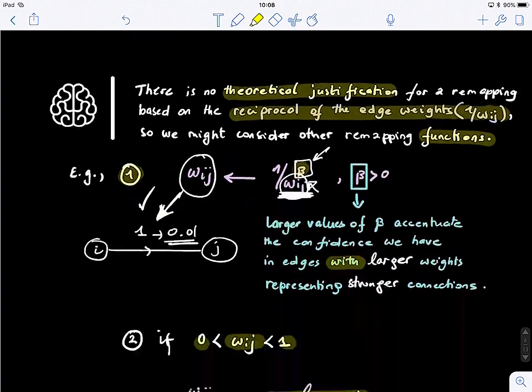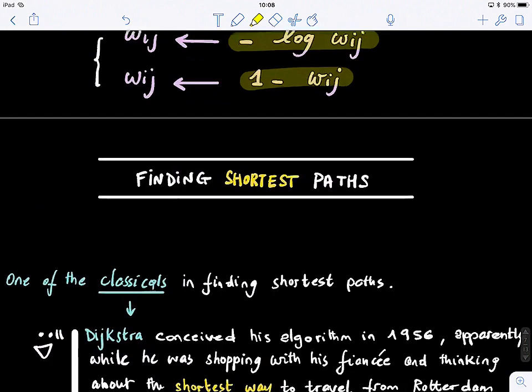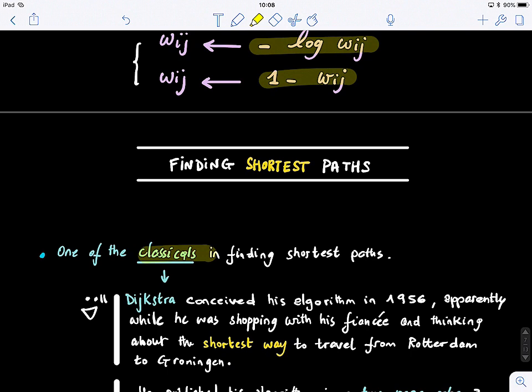Now we will look at how to find those paths. Okay, so there is a story about this, which is quite cute. We will visit one of the classics of finding the shortest path. It was said that in 1956, when Dijkstra, the guy who conceived this algorithm, was shopping with his fiancée, he was actually thinking about the shortest way to travel from Rotterdam to Groningen, okay?